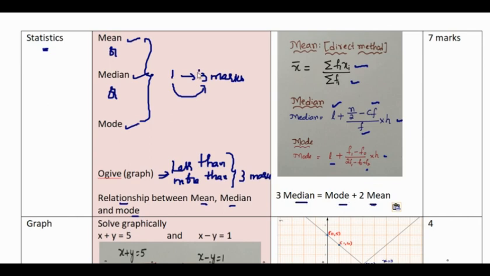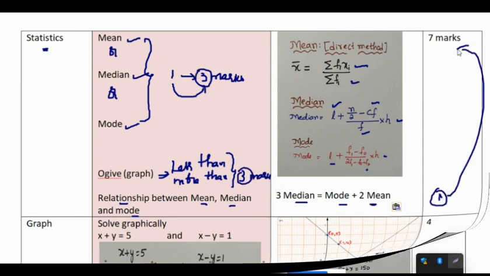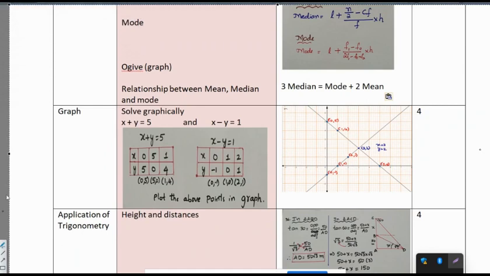Total weightage is 3 marks plus 3 marks plus 1 mark, total 7 marks. Next important concept in maths is graph. We have to solve the pair of linear equations graphically. The two linear equations here are x plus y is equal to 5 and x minus y is equal to 1. We have to take the truth tables like this. 3 points we have to derive from the given equation and another 3 points from the second equation.